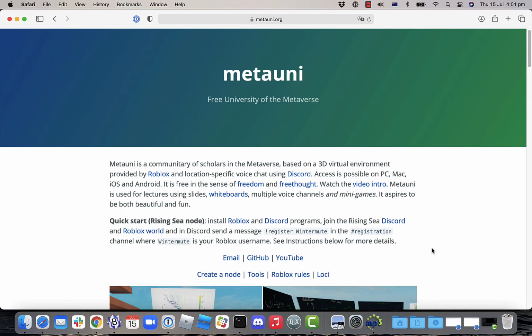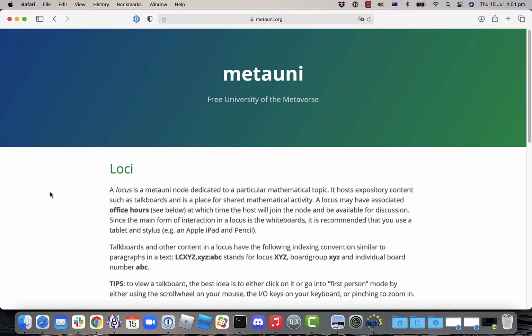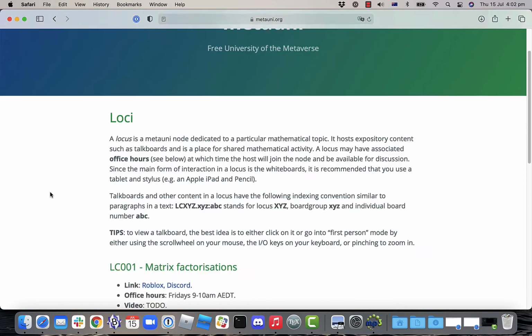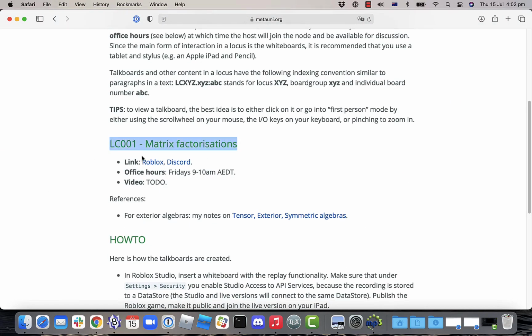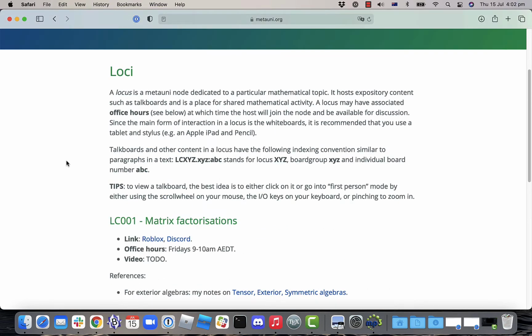Welcome to this demonstration of new meta-uni features, specifically the loci and talking boards. So a locus is a meta-uni node dedicated to a particular mathematical topic. The one that's active at the moment is LC001 on matrix factorisations.